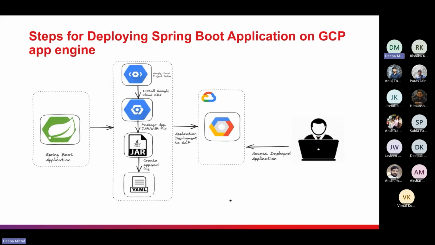So this is the main architecture when we are deploying a Spring Boot application on the GCP. We are having a Spring Boot application at the first, and in the middle comes the GCP App Engine. So in the GCP Engine, what we have to do? We have to just do the Google Cloud project setup. So how we do that?